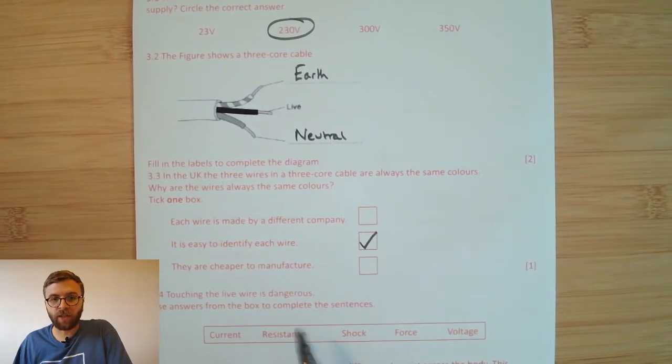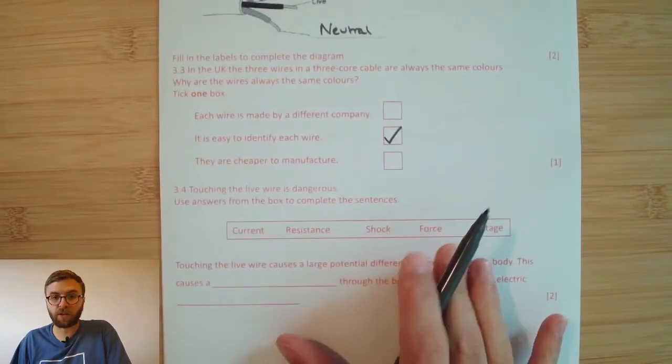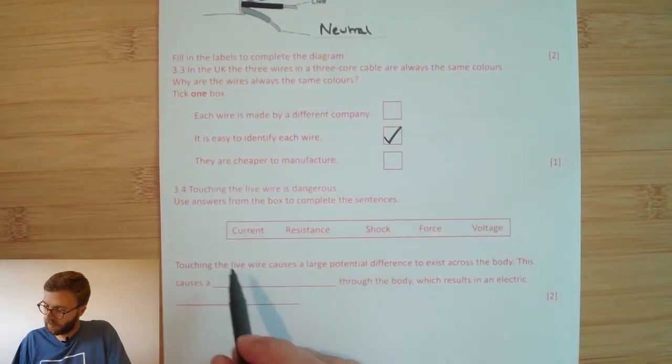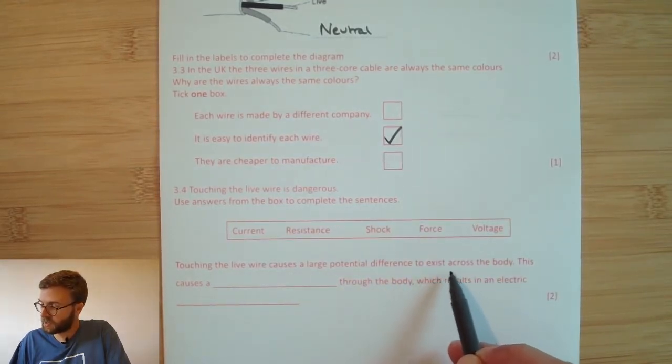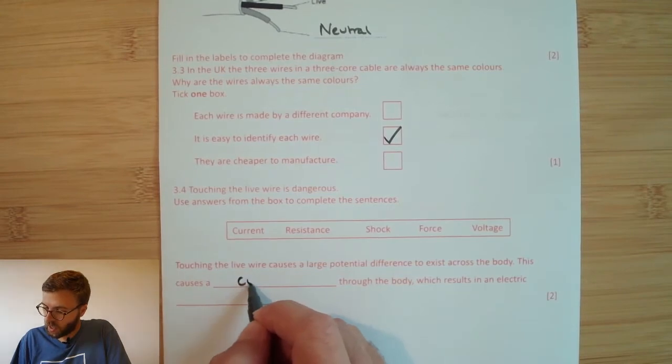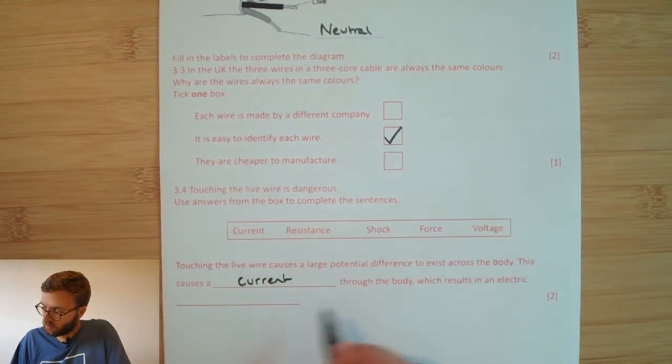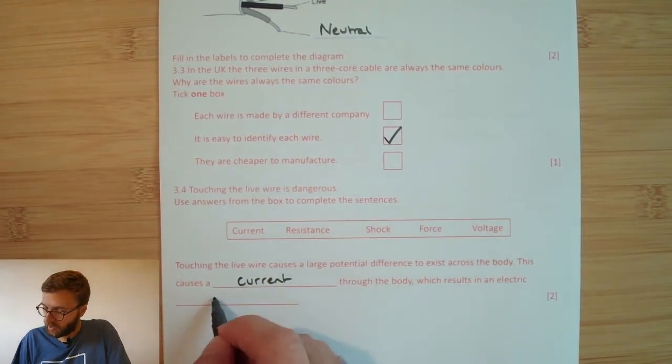Touching the live wire is dangerous. Use answers from the box to complete the sentences. Touching the live wire causes a large potential difference to exist across the body. This causes a current through the body, which results in an electric shock.